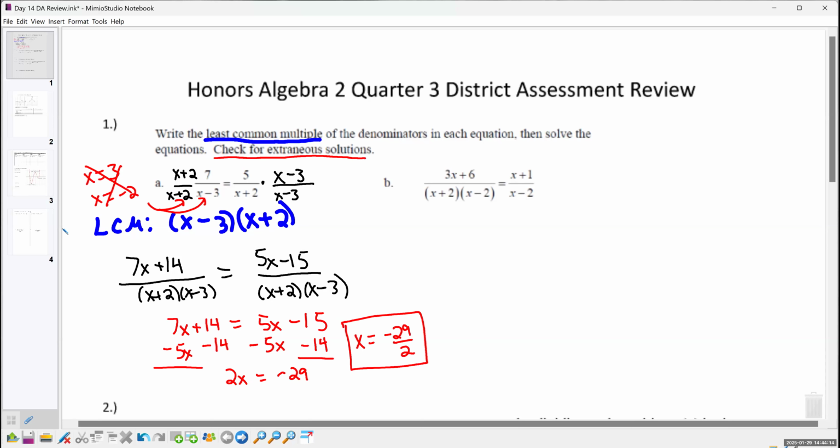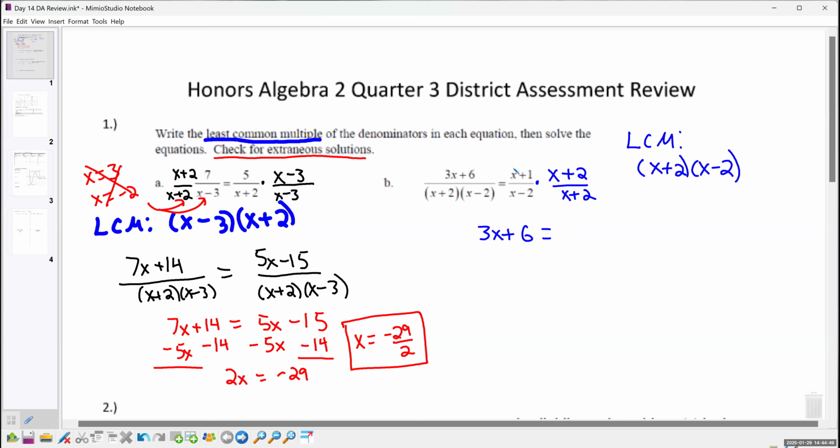Let's take a look at letter B. Letter B is also factored, so I immediately know that my least common multiple for letter B is just going to be that first denominator, x plus 2 times x minus 2, because all I have to do then is multiply this fraction by x plus 2, and I have common denominators. Again, the least common multiple of the denominators is another way to say the common denominator. On the left, I have 3x plus 6.